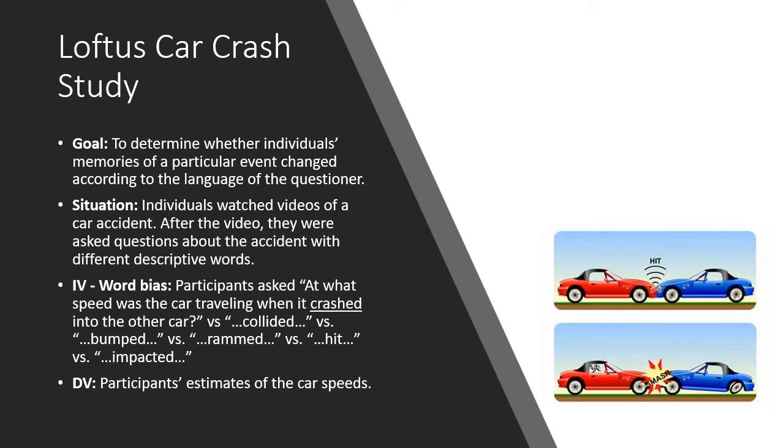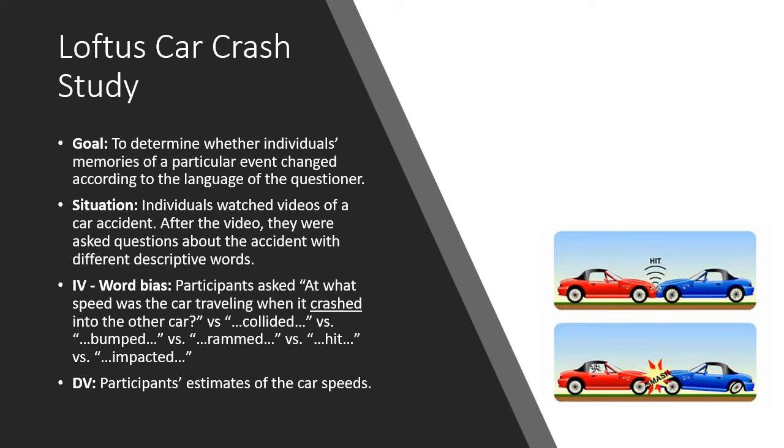And then the Loftus car crash study. The goal was to determine whether individuals' memories of a particular event changed according to the language of the questioner. So you'll recall the individuals watched videos of a car accident, and after the video, there were questions about the accident in which different descriptive words were used. So the independent variable was the bias of the words. So participants were asked, at what speed would you estimate the car was traveling when it crashed into the other car? But they would change this.